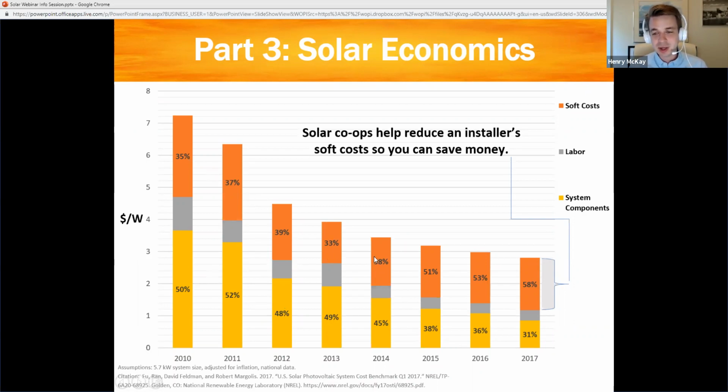What has remained stubbornly the same is those soft costs: customer acquisition, marketing, essentially the money they have to spend in turning a lead, a potential customer, into an actual signed contract. And what solar co-ops can do is actually help reduce those soft costs, something that is challenging for installers to do on their own. So we can help lower those soft costs, help the installer save money, and then in turn help the customer save money.